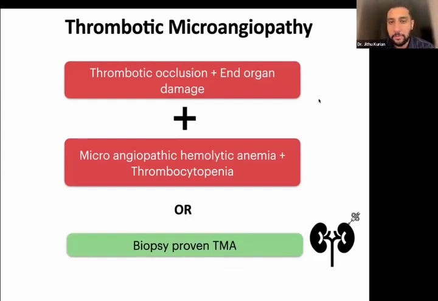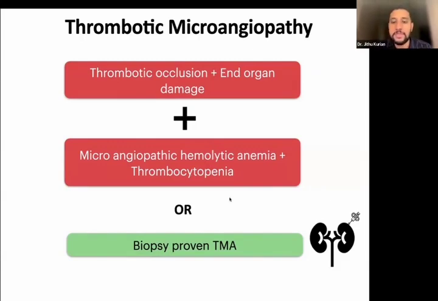Thrombotic microangiopathy is basically when you have damage to the endothelium due to any reason, triggering a coagulation cascade, resulting in thrombotic occlusion. Because of the thrombotic occlusion, the microvasculature is damaged, resulting in end organ damage. And when the red blood cells and platelets go through these end products of coagulation cascade, we have non-immunological structural destruction of the red blood cells, resulting in microangiopathic hemolytic anemia and thrombocytopenia. So this is what the classical definition says.